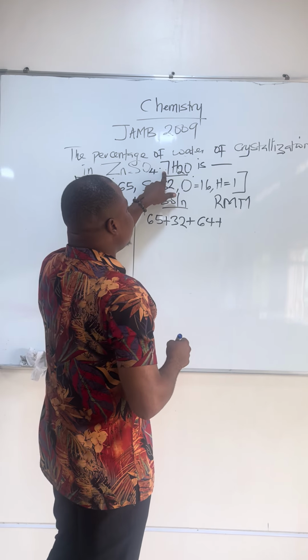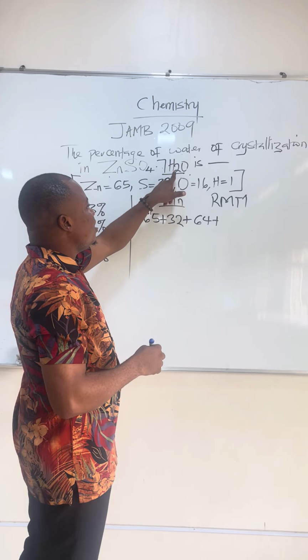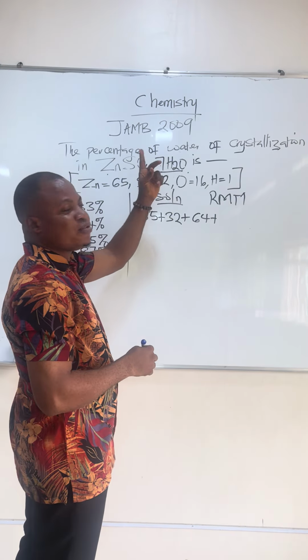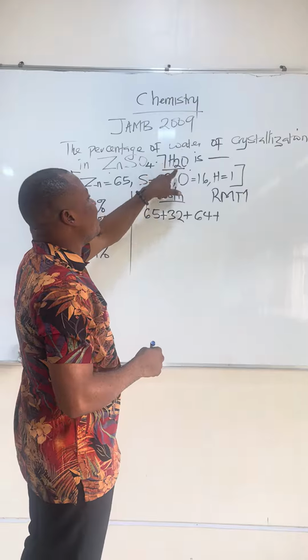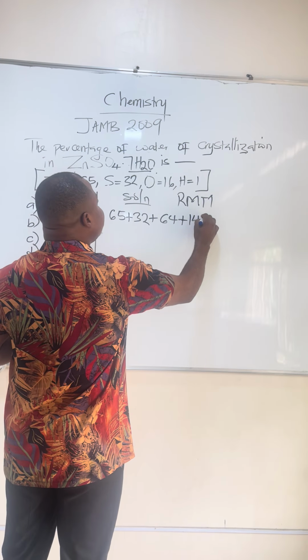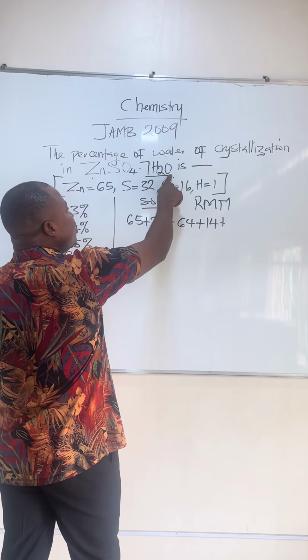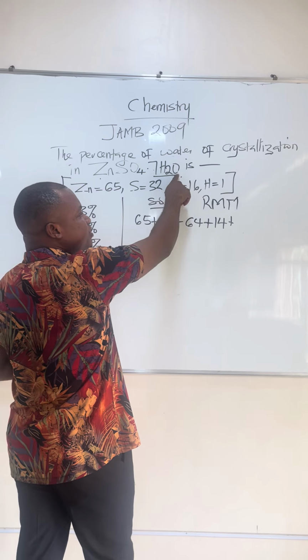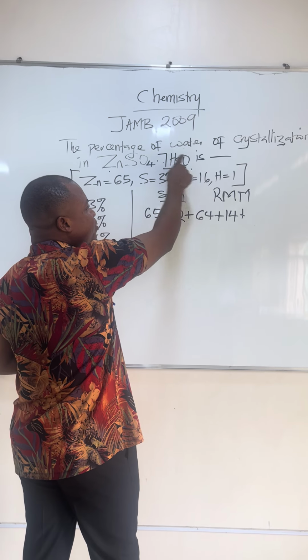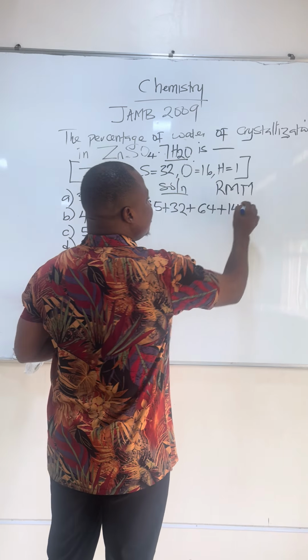For the water of crystallization, this 7 is affecting hydrogen and oxygen. Hydrogen is 2 atoms, so we are going to multiply 7 by 2. 7 times 2 is 14, plus 7 times 16. We are multiplying by 16 because the mass of oxygen is 16, and we are using 7 to multiply the mass of oxygen. So 7 times 16 is 112.